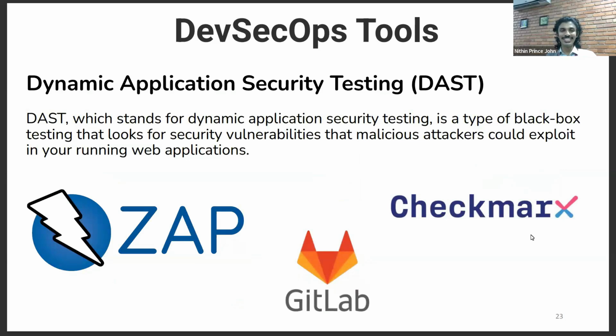Then coming to the next category, that is dynamic application security testing. We learned about static application security testing, but here the name is dynamic application security testing, or in short, DAST. DAST is a type of black box testing. That means it is not going to analyze your code. Instead, it is going to do security testing on the running application, whenever our application is running.